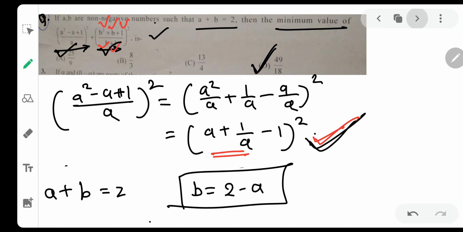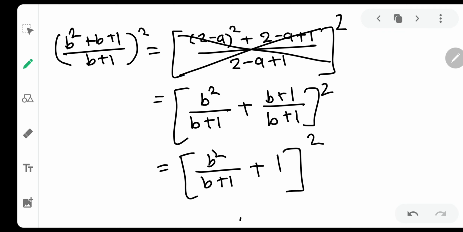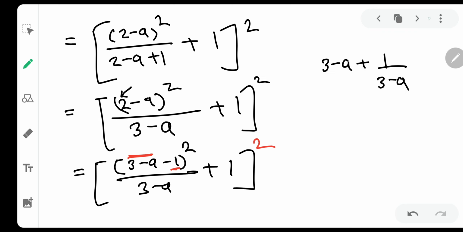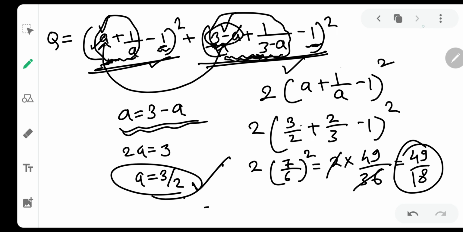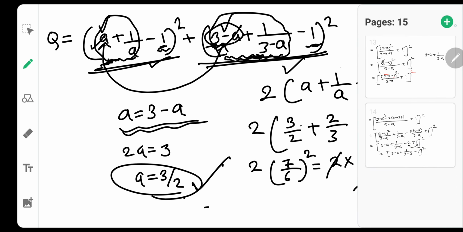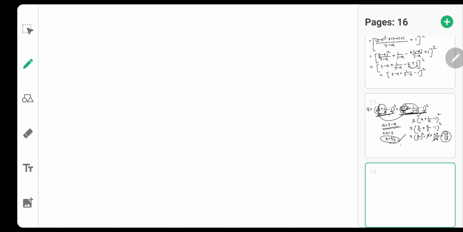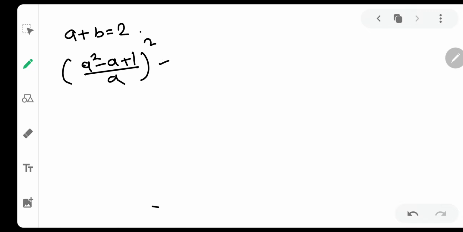But it is not necessary that you always do this kind of big ideas and AMGM concept to solve such questions. There is one of the tricks called as the graph trick. If you apply graph tricks, these sums will become very easy. Suppose A plus B is given as 2 and you have been provided with, what was it? It was (A square minus A plus 1 upon A) the whole square plus (B square plus B plus 1 upon B) the whole square.